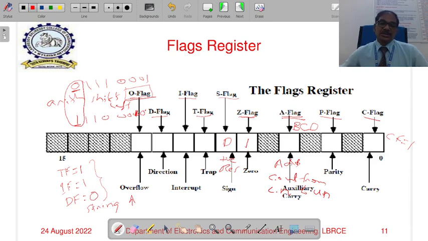And the status flags give the status of the result, or they can be used as conditions for certain operations. So this is about the flags register part.